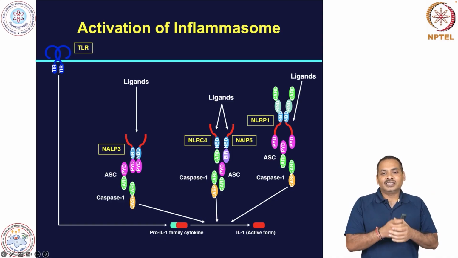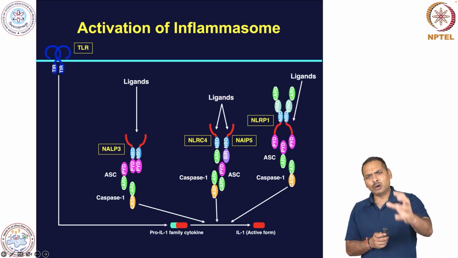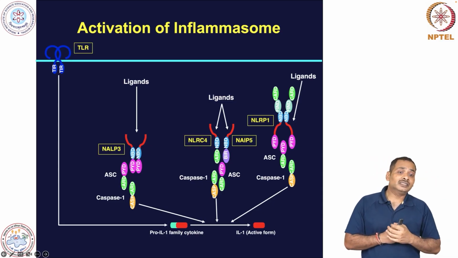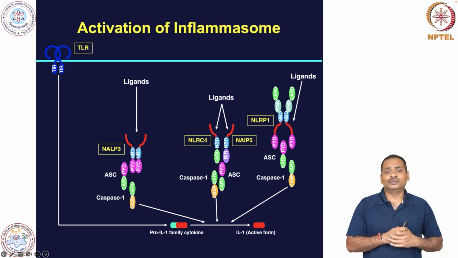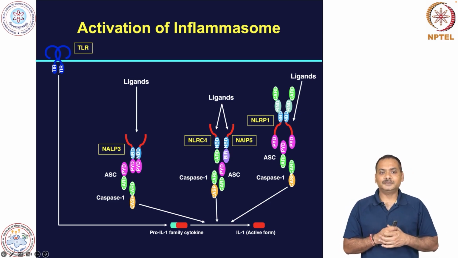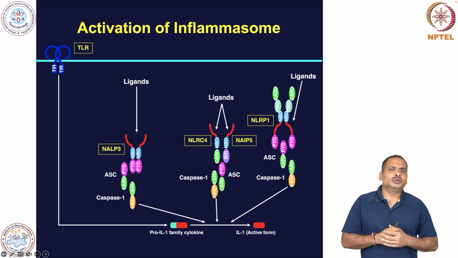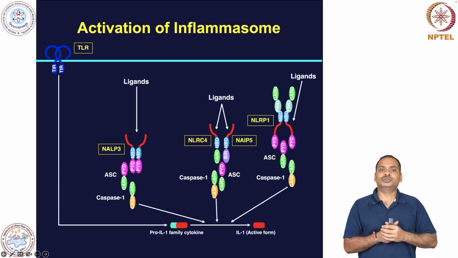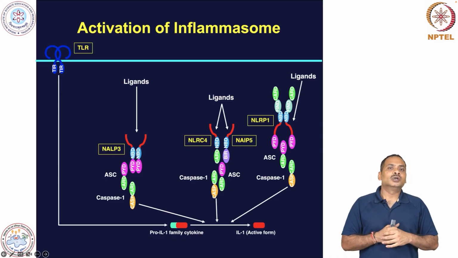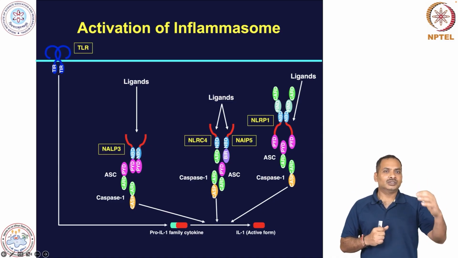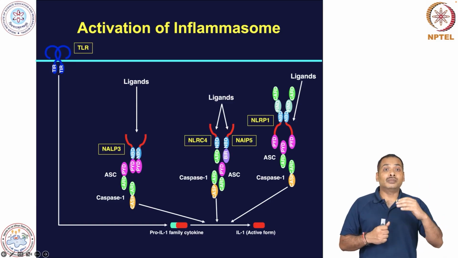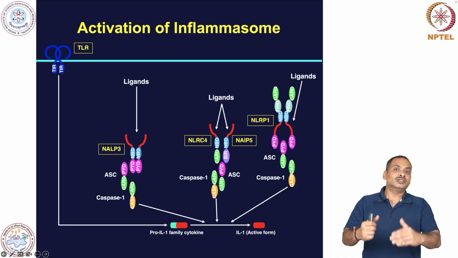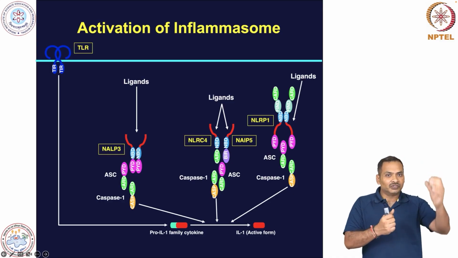And then this multi-protein complex gets activated by the ligand, and then it will induce the active form of IL-1 family cytokine. Here you need to note one very important thing. In order to activate this inflammasome, you need two signals. One is any signaling which will increase the amount of caspase-1 as well as pro-IL-1 family cytokine, which is driven by NF-kappa B.